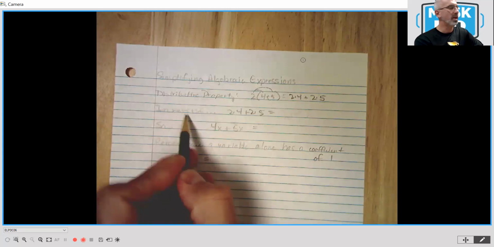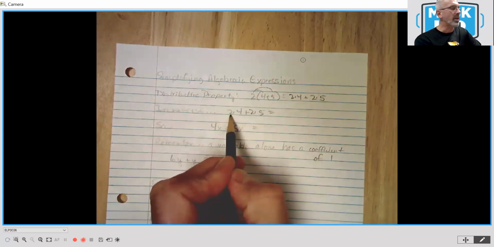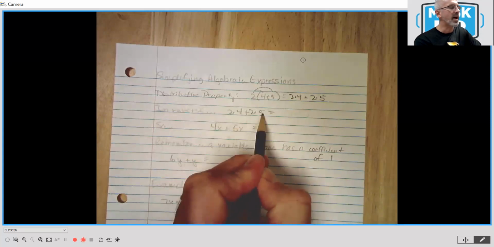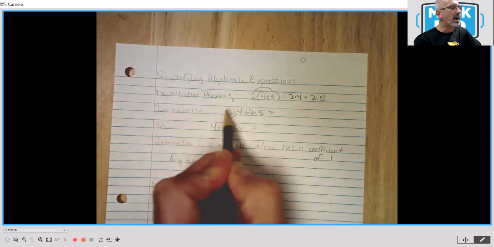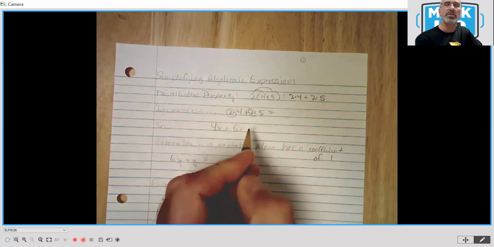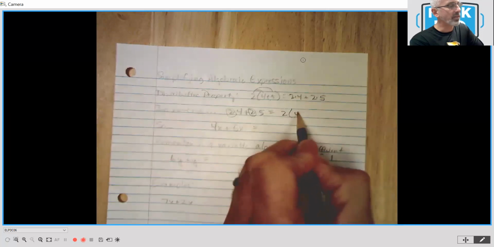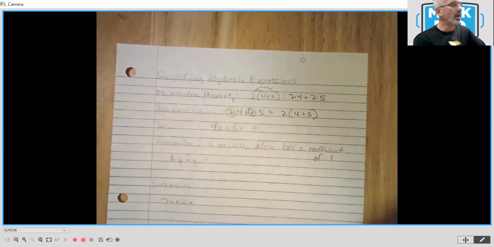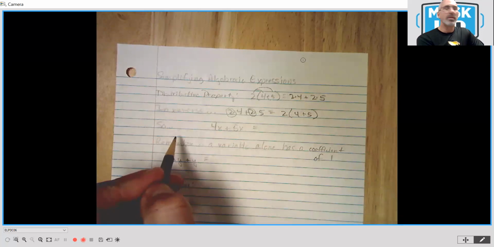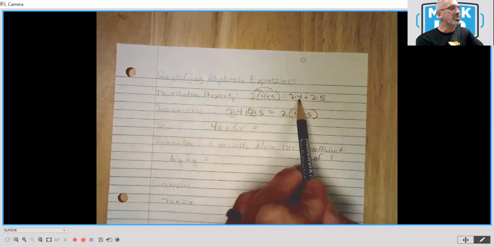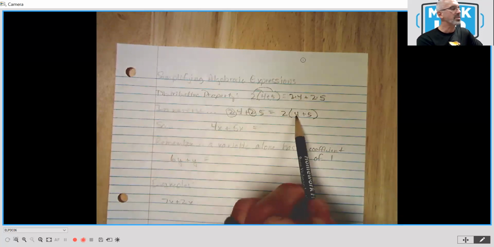Now, what happens if we want to go in reverse? Say we're starting with what we ended up with above, 2 times 4 plus 2 times 5. I can pull out the common factor and turn it into a multiplication problem. So I can pull that 2 out and then have what's left, 4 plus 5. So this is going forwards with the distributive property. This is going in reverse.